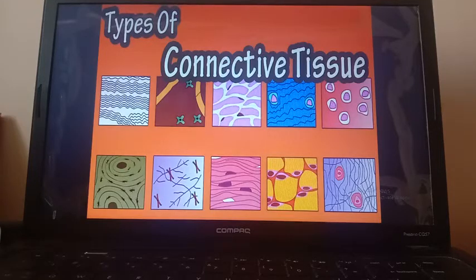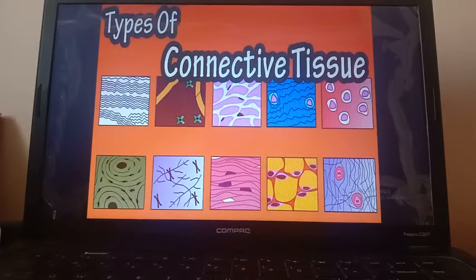The space between the cells of the connective tissue is filled with matrix. So mainly the connective tissue comprises two parts, the cells and the matrix. Cells are suspended in the matrix. Sometimes this matrix may be liquid, gel-like, or sometimes it is solid.